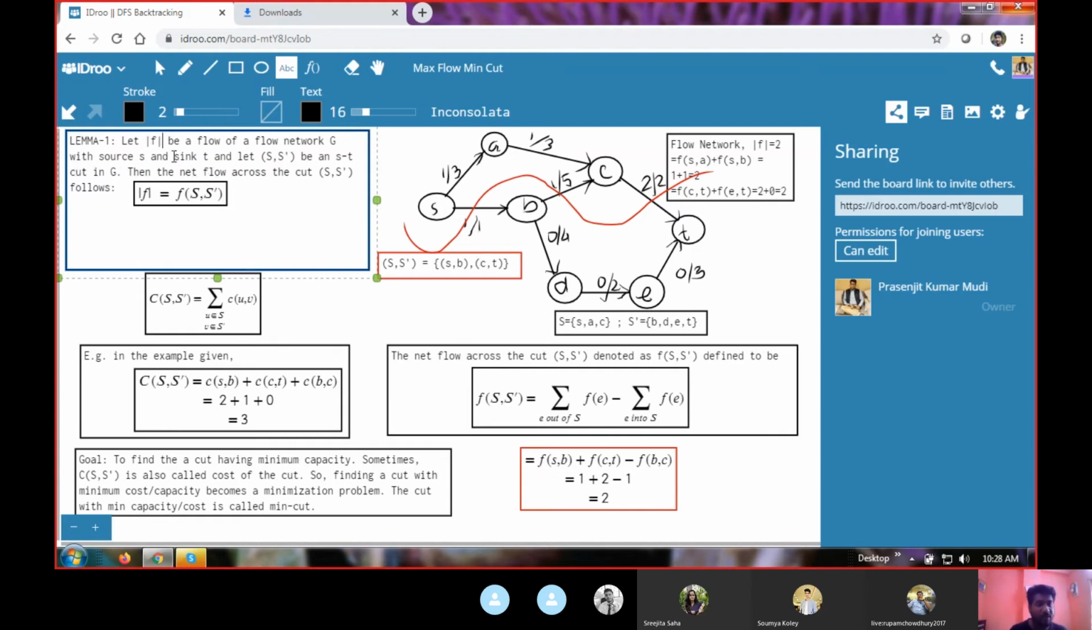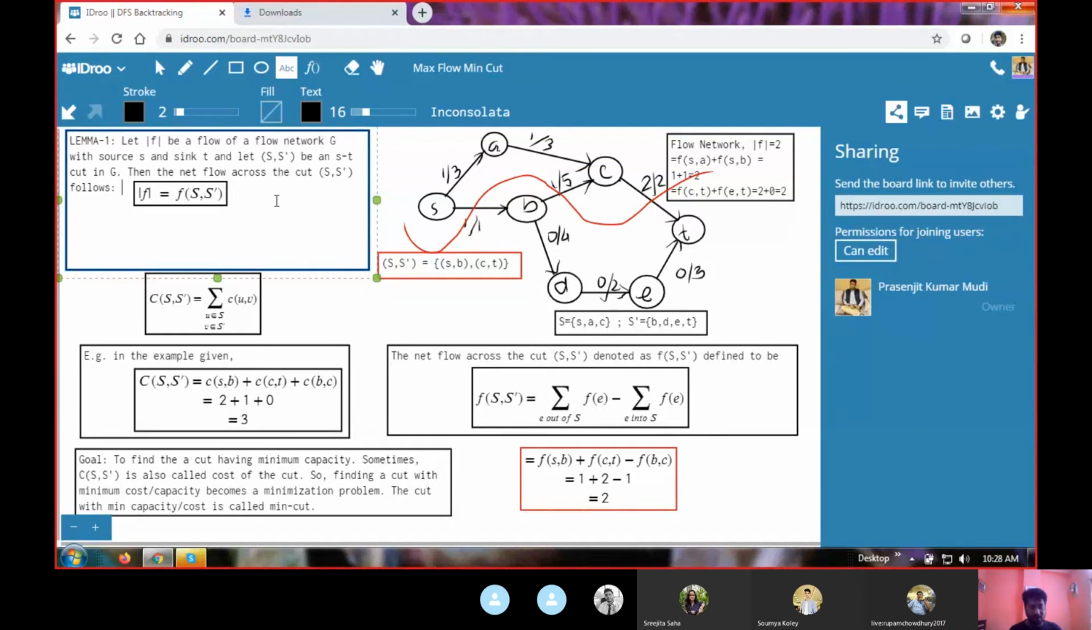So let F be a flow of a flow network G, and the net flow across the cut is F of S comma S prime. These two are equal to each other, which we have seen here. The flow of the network mod of F is 2, and the net flow across the cut F of S comma S prime is equal to 2. So these two are same, and that is well true because it's Lemma 1. Okay, fine.